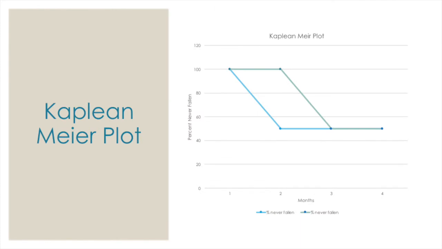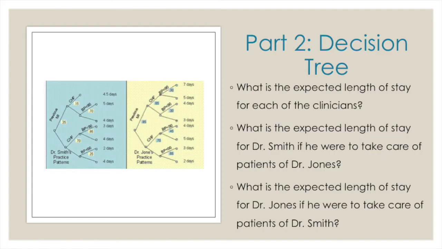Here you can see the Kaplan-Meier plot for the cases and the controls over the period of 4 months. I created this graph by selecting the two charts I made in the previous 2 slides and using the graph function on Excel. So moving on to part 2 of this assignment, we're going to try and answer some questions based on the decision tree provided. We're going to try and answer what would be the expected length of stay for each of the two clinicians pictured in the decision tree, as well as what would be the expected length of stay if each clinician was to take care of the other doctor's patients.